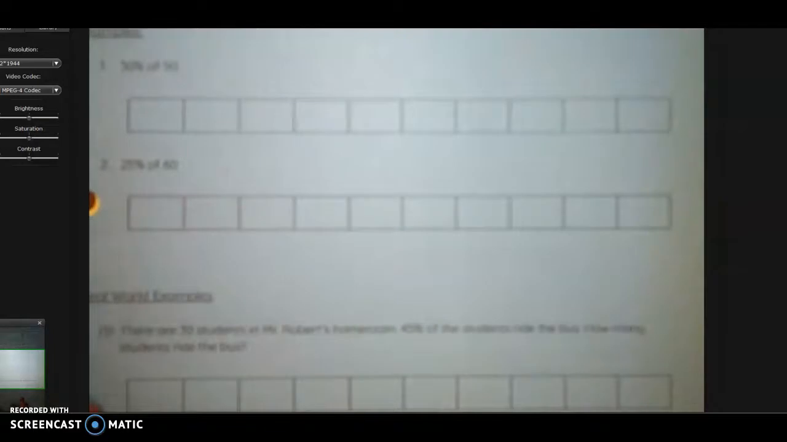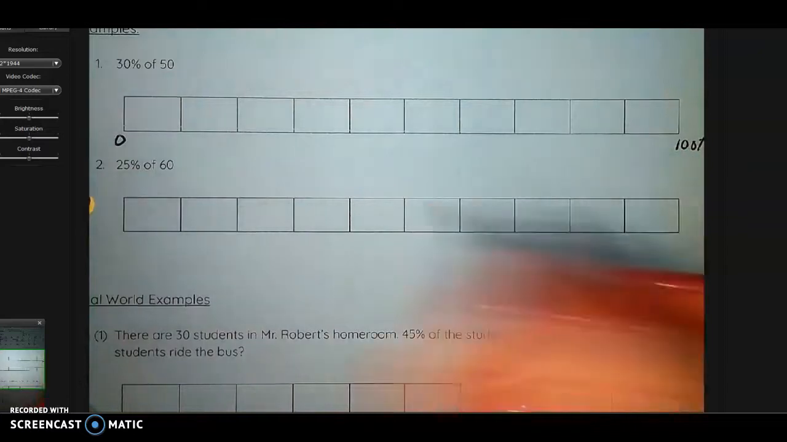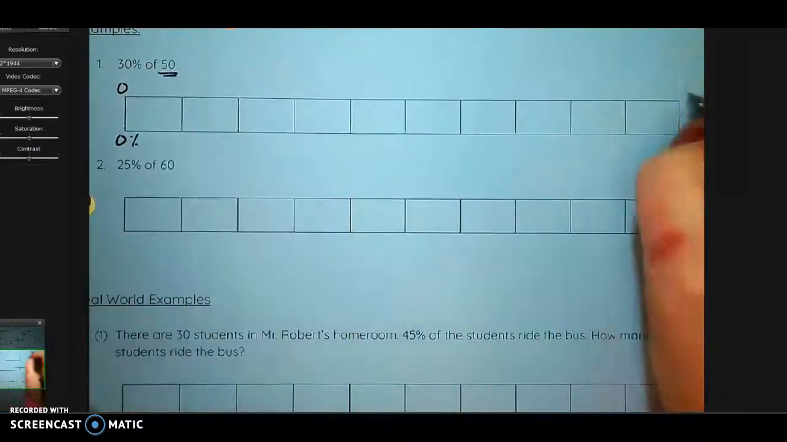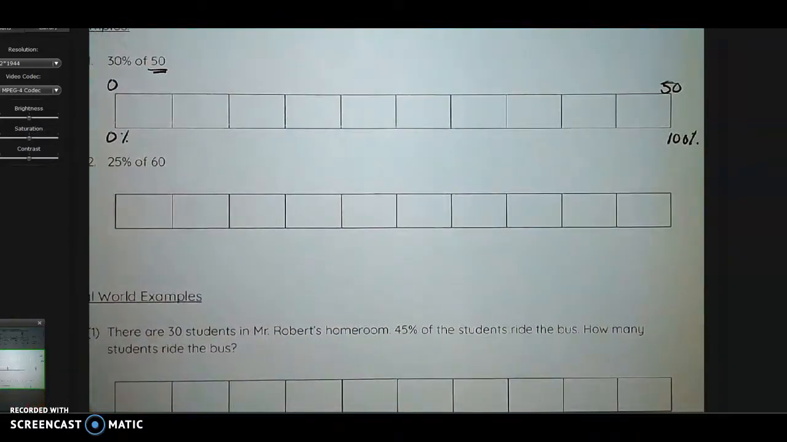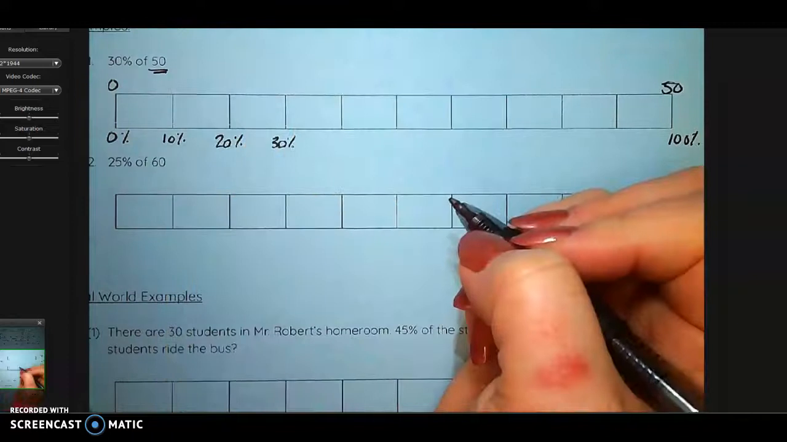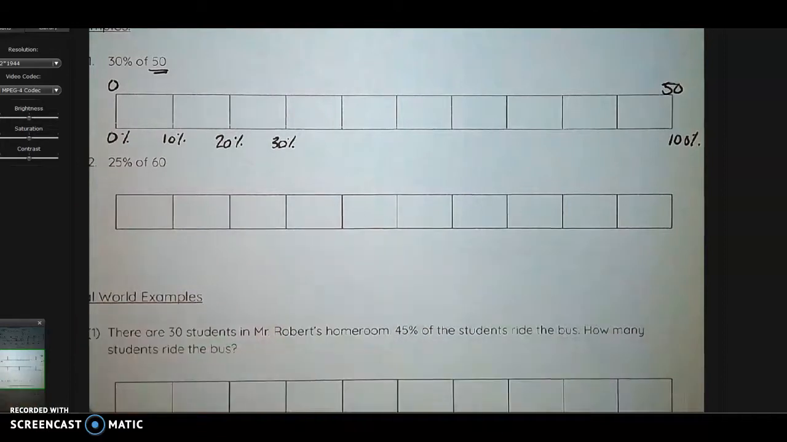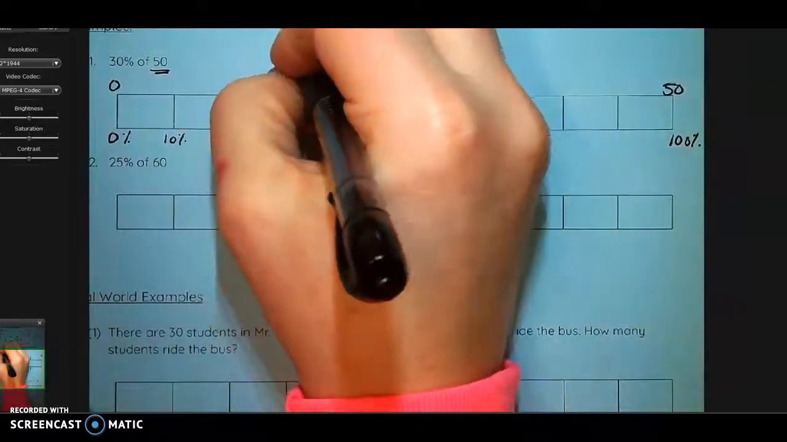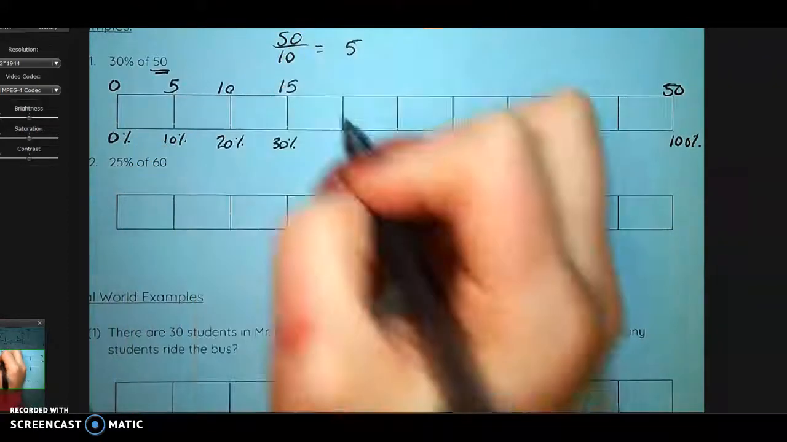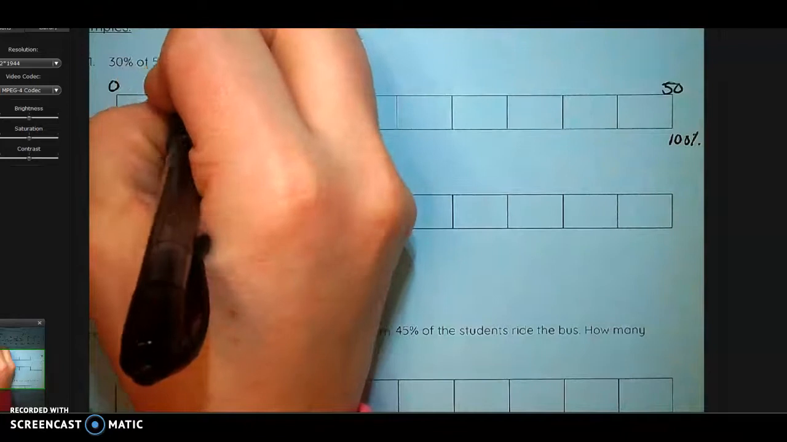If I do 30% of 50, remember, this is still 100 down here, and this is still 0%. And then this would be 0, and my whole number is 50, so that is what goes down there. 10%, 20%, 30% is what I want. So when I do it, I always stop at the percent that I need. That way I don't accidentally go over and do more. Then I need to do 50 divided by 10, which is 5. So we're going to count by 5s, and I just have to stop right there. So 30% of 50 is the number 15.